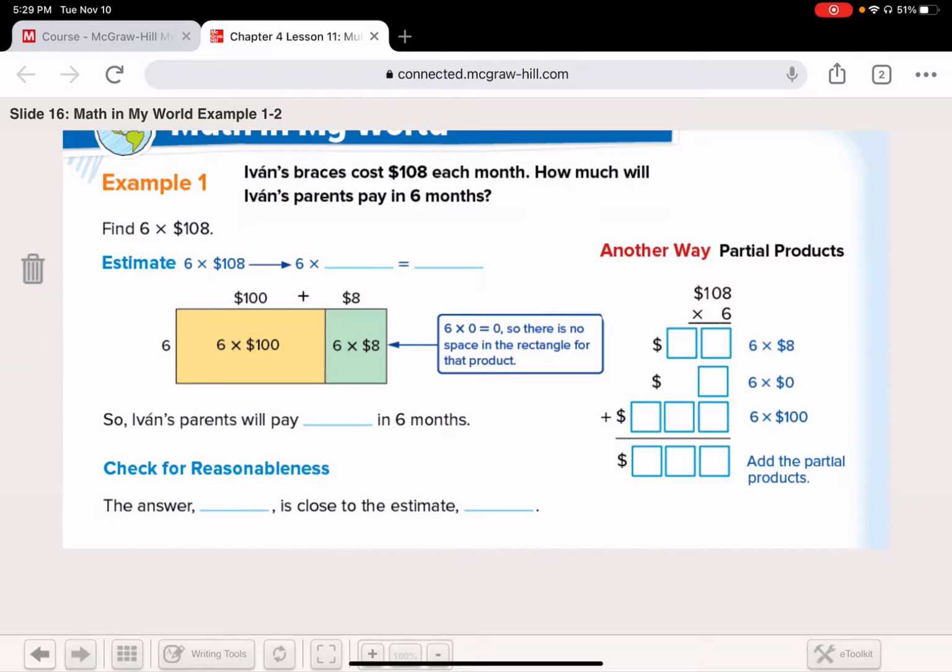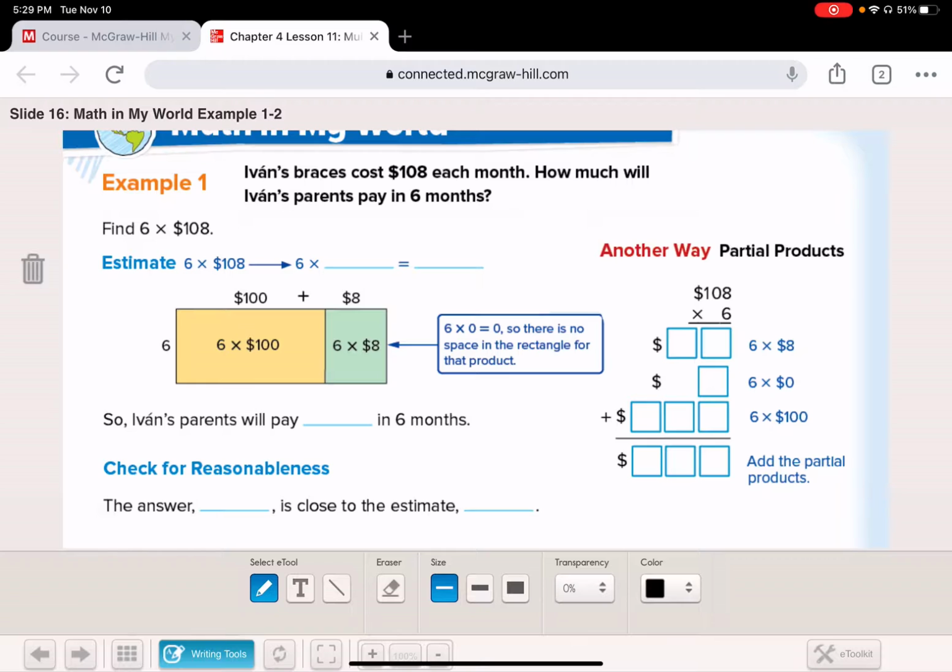108 times 6. I'm going to do it one last way to make sure that we're really good. This is just the simple way, and I think it's the way most of you prefer because it's quick. But of course, we have to know the other ways because we have to understand why this works. But this is the simple way.